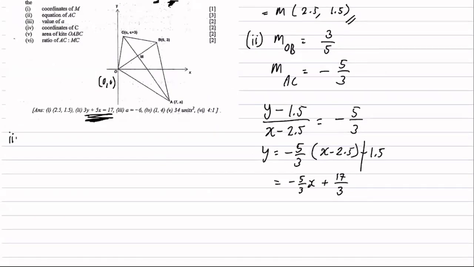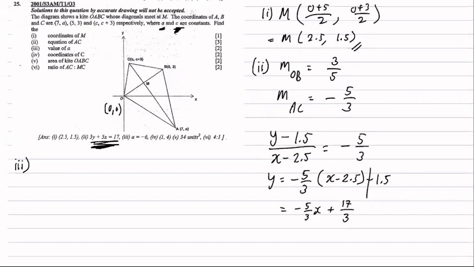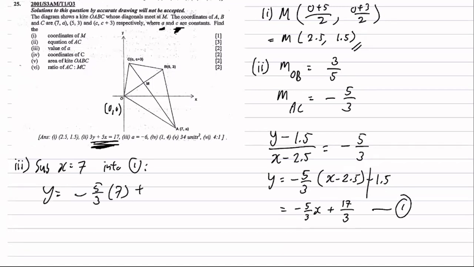Find the value of A. How? Sub x equals 7 into the equation. Let's just call it equation 1. Therefore, y is equal to negative 5 over 3 multiplied by 7, add on 17 over 3. Just type in the calculator, what do you get? You get negative 6. Okay, therefore, that is the value of A. A equals negative 6.